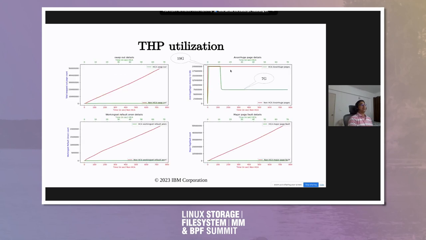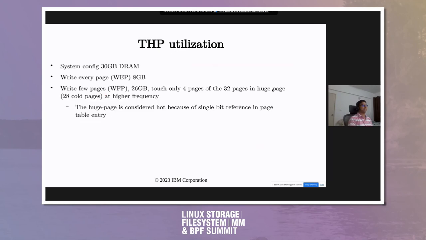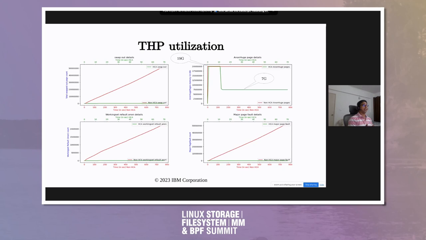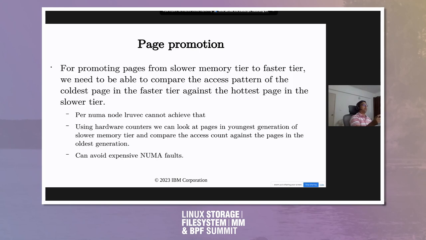When I use hardware counters, the page present in the system is 7 GB, which kind of maps to the 8 GB of write every page, right? So it essentially says that using hardware counters, we are able to detect hidden cold pages really, really well. And we are able to complete the micro benchmark in about 70 seconds compared to 700 to 800 seconds without using hardware counters. So I do believe that this is one area where we could definitely find use for hardware counters, right?